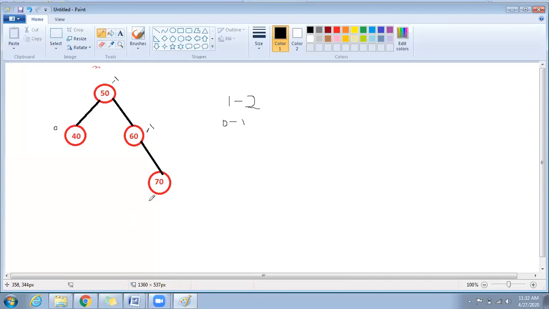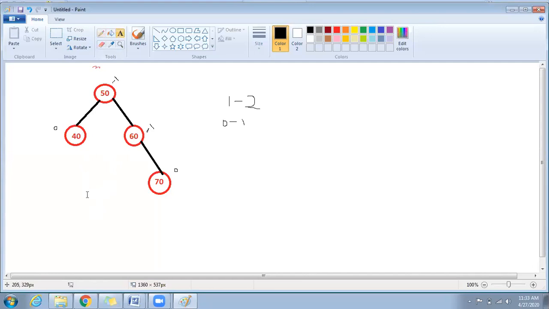What about 70? Left is 0, right also 0. So the height balancing factor is 0. Whether it is a binary tree, a binary search tree, a height balanced binary search tree: yes, ma'am. In all the nodes it is following a proper balancing factor. Yes, correct. So that is why this is nothing but what we can call an AVL tree.